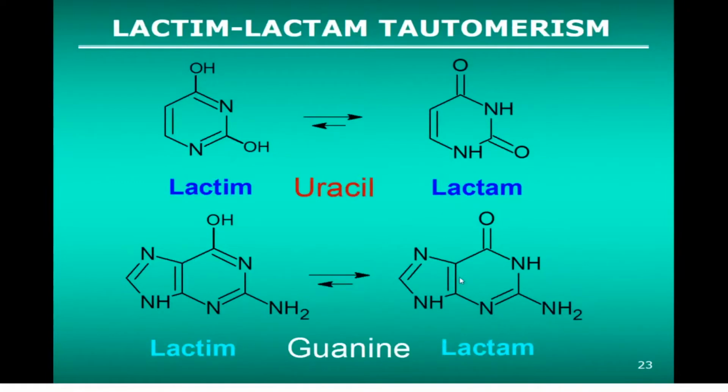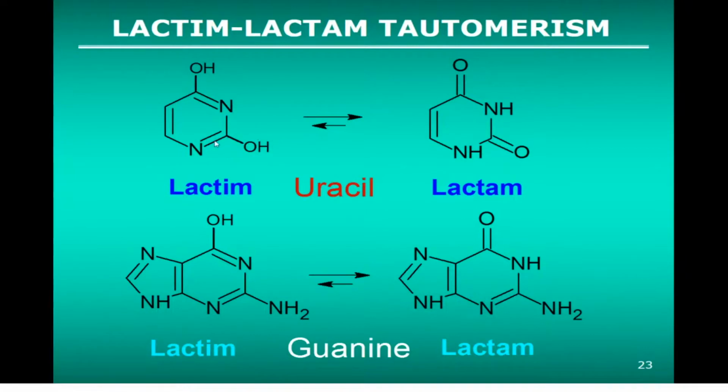So lactam tautomerism. I want to remind you that tautomerism is a kind of isomerism where both isomers, structural isomers, are in equilibrium with each other. In our body, this equilibrium between these 2 forms shifts to the lactam form. They are both uracil. So what is the lactam form of uracil? It's 2,4. Remember 1, 2, 3, 4. 2,4-dihydroxypyrimidine.